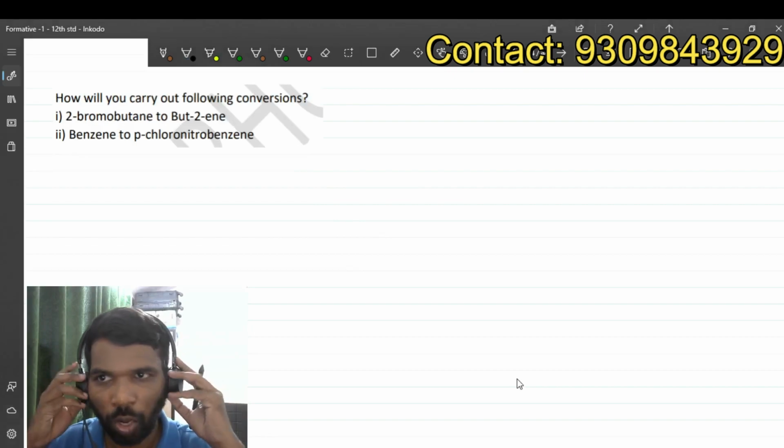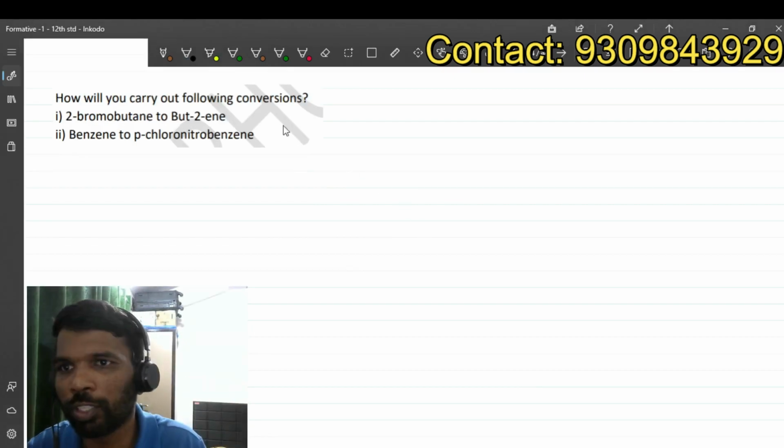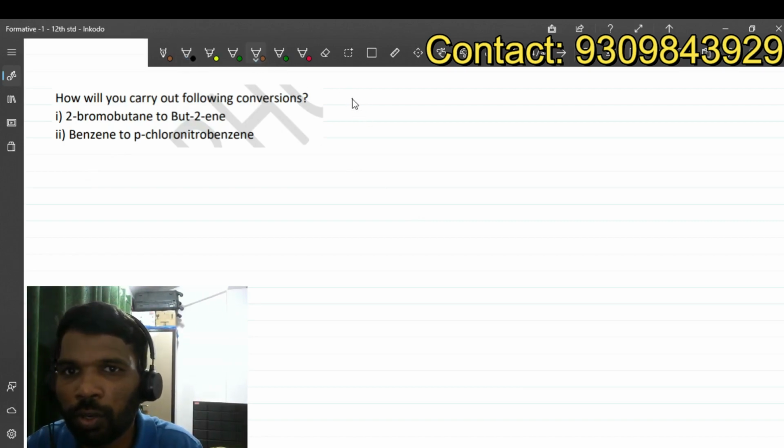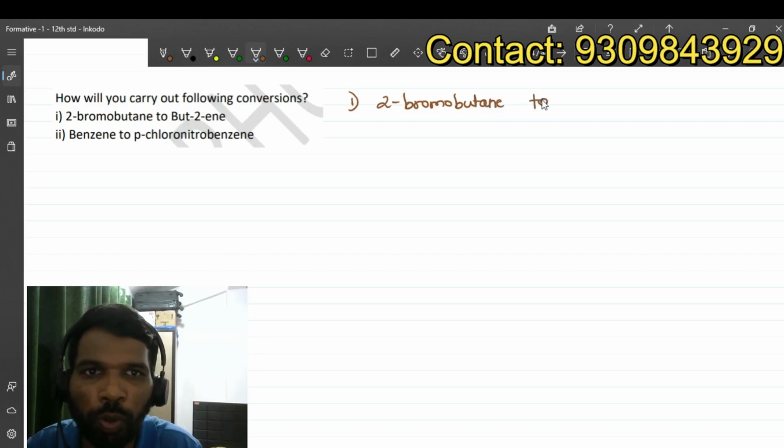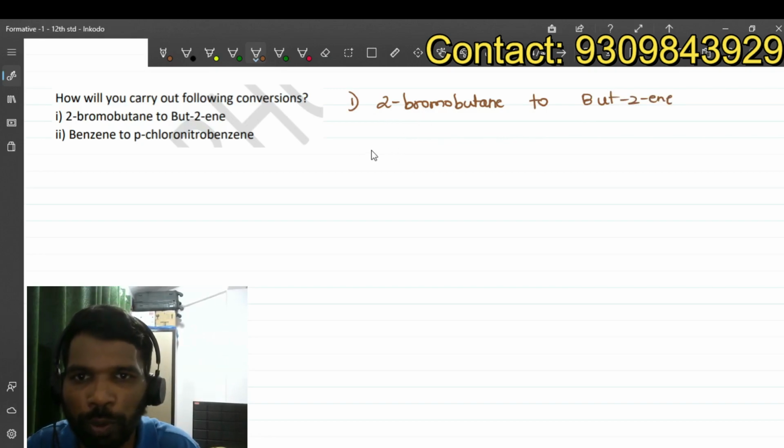Okay, this question: how will you carry out the following conversion? So first question, we'll take this. The first question is 2-bromobutane. I need to convert it to but-2-ene. Understand. First, we'll write the structure of 2-bromobutane.